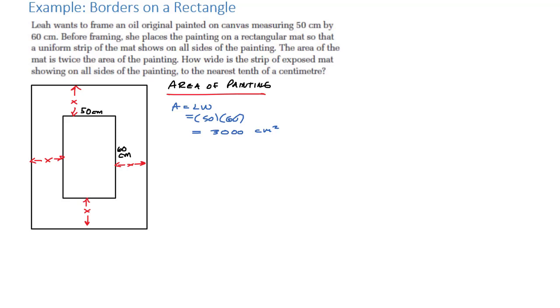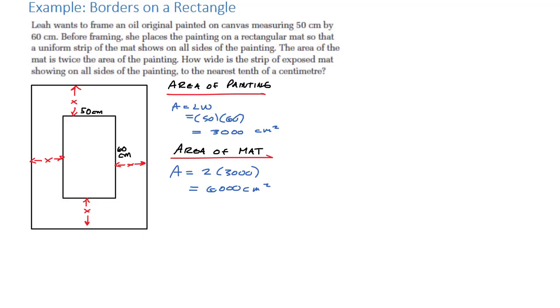All right, now here's the next thing. They say the area of the mat. This is where each question is definitely a little different, right? In this case, it's saying the area of the mat. So they're saying the area of the entire thing that this painting is laying on, this whole big rectangle here. The area of that is twice the area of the painting. So that's pretty easy to find. We just need to double the area of the painting. The mat is the entire big rectangle, including the area of that painting, so its area is just 2 times 3,000. All right, so that's going to give us 6,000 centimeters squared.